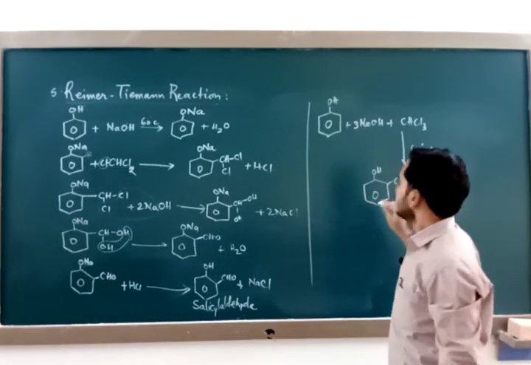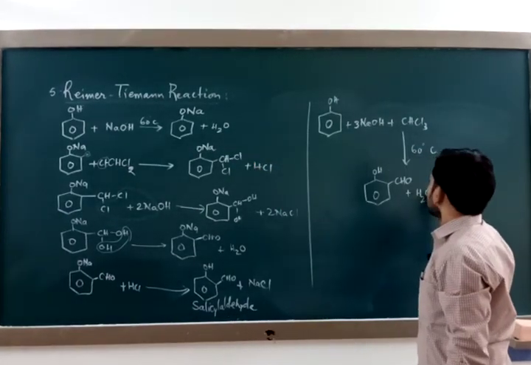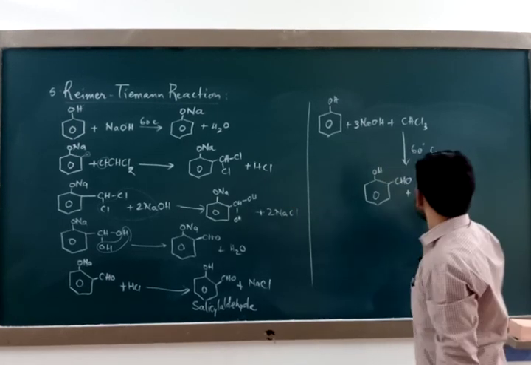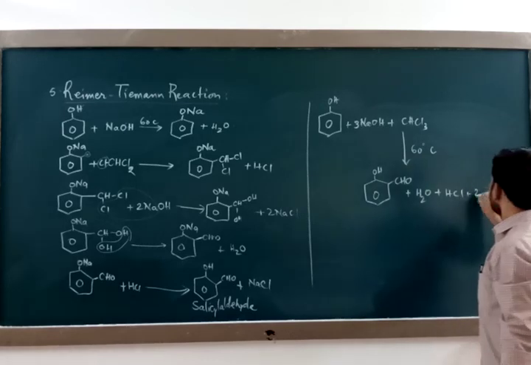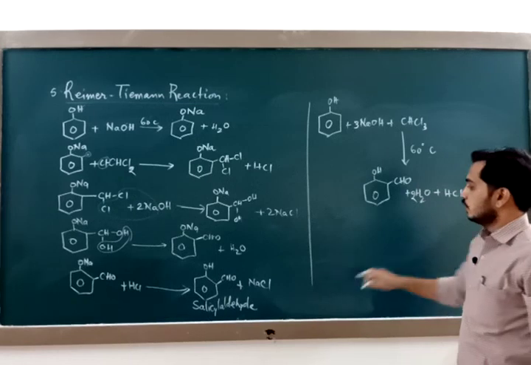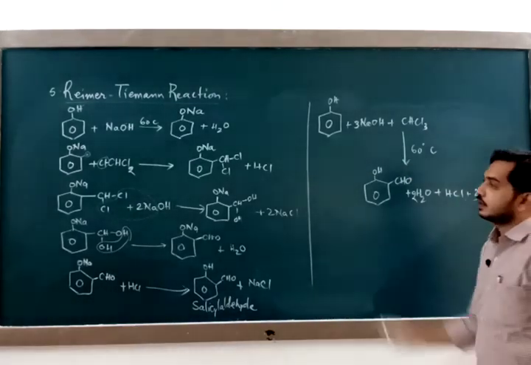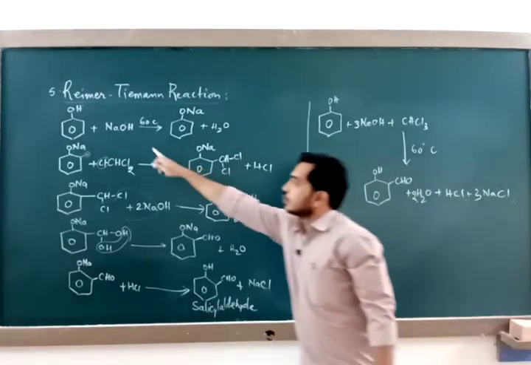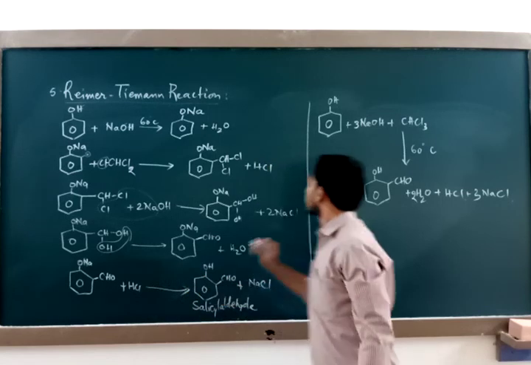is obtained. Along with this, what are the byproducts? Water once, plus HCl once, NaCl twice, again water means 2, again NaCl means thrice. Understood? On that side, sodium hydroxide once, twice, thrice, and HCl once.